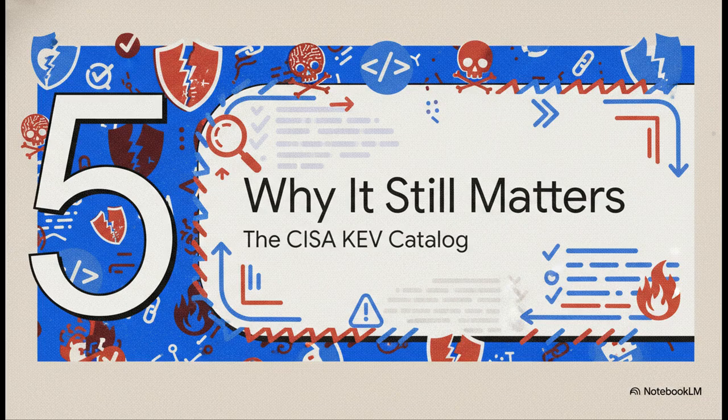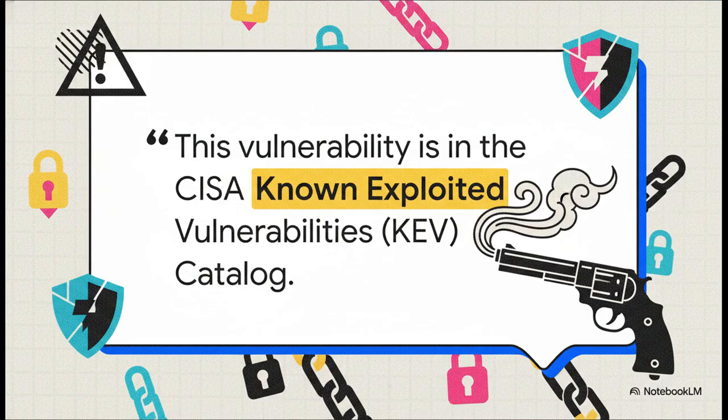Well, the answer is on a very, very important list. And there it is. This is the single most important piece of evidence that makes this case red hot today. CVE-2008-0015 is officially listed in the CISA Known Exploited Vulnerabilities catalog. This is the smoking gun.